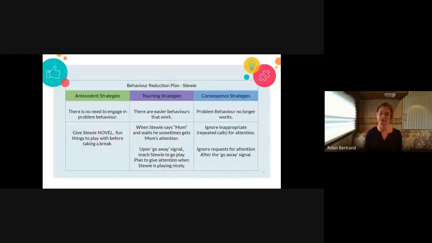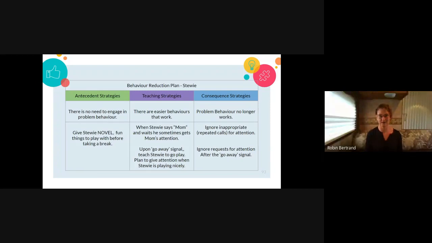So let's look at Stewie's plan divided up into the 3 behavior reduction plan components. Notice that an antecedent strategy has been added. An antecedent strategy is something that you change in the environment that makes it less likely that problem behavior will happen. But that change happens when no problem behavior has occurred. So it's preventative.